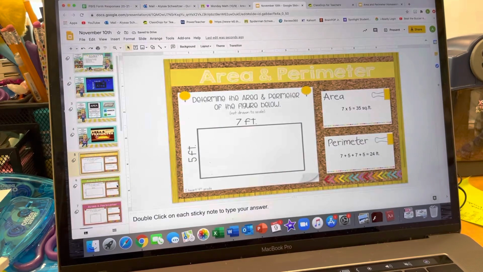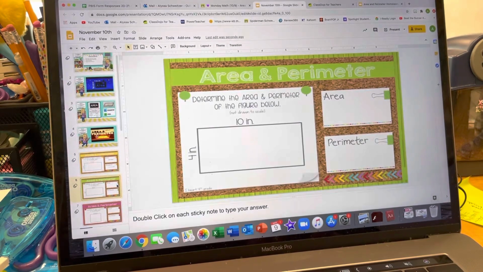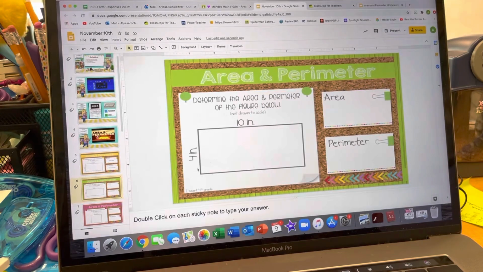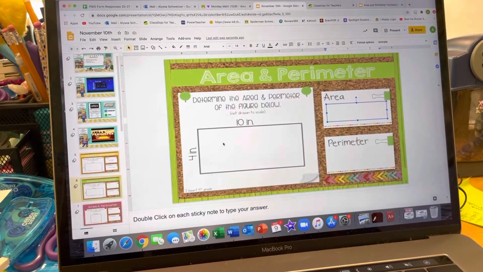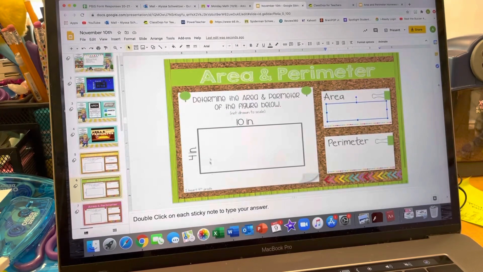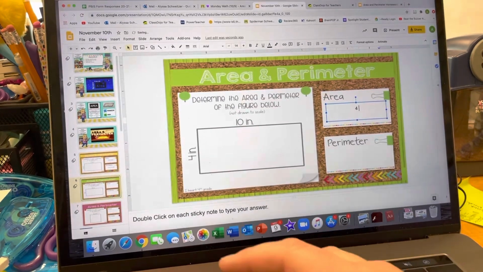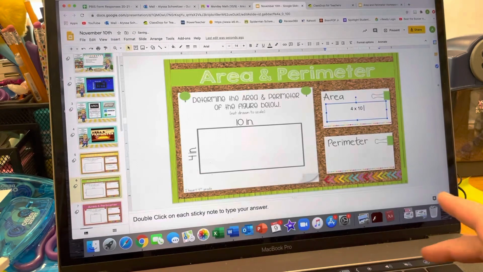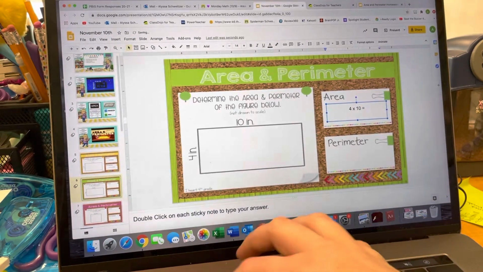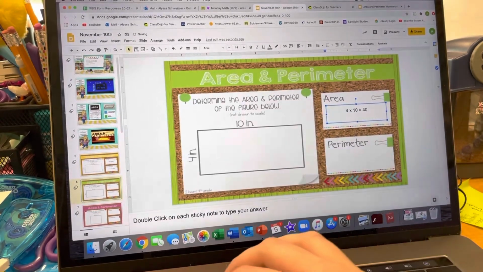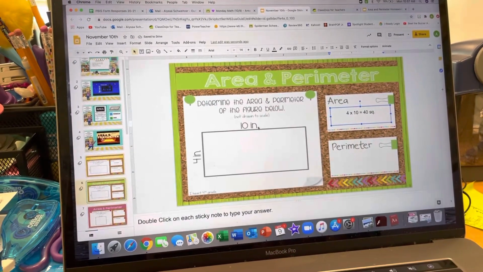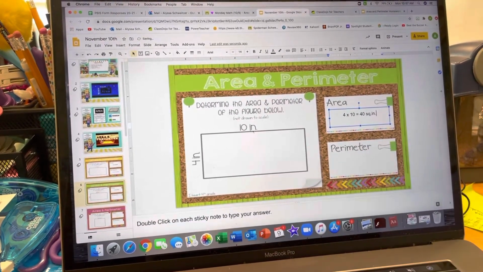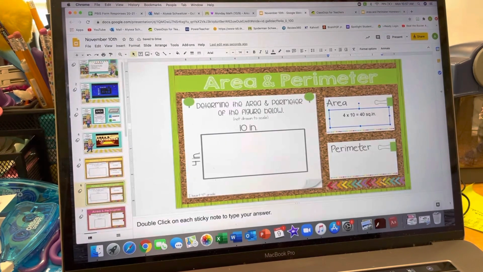Okay, let's do another example. On this one, we have 4 inches by 10 inches. To find the area of this middle part, all of the middle, we're going to go 4 times 10. And 4 times 10 is 40. So we're going to write 40. And then don't forget our square, SQ. This time we're going to write IN for inches because that's the unit it's in over here.